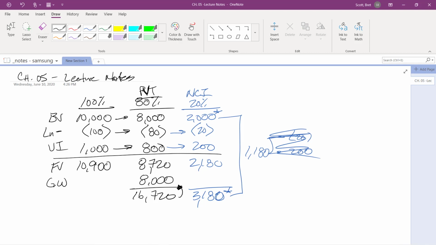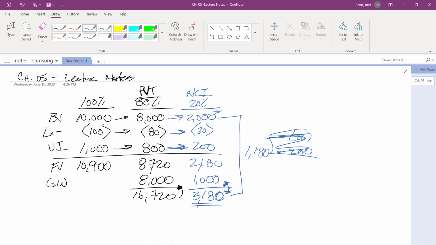So the NCI's 3,180 is something separate from how we're valuing our investment in the subsidiary. Meanwhile, we're still saying that, by the way, as we're going through, we don't get 100% of the valuations or the book value. We're leaving some of that to the NCI folks. Now, that being the case, what is the goodwill that's built in or implied if I do this calculation? Well, that would be 1,000.